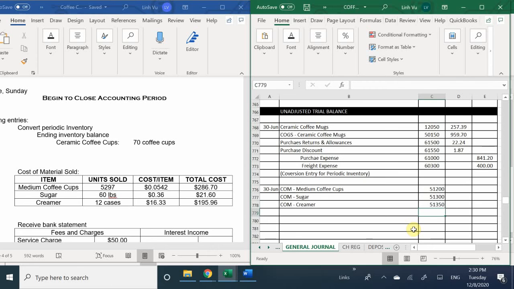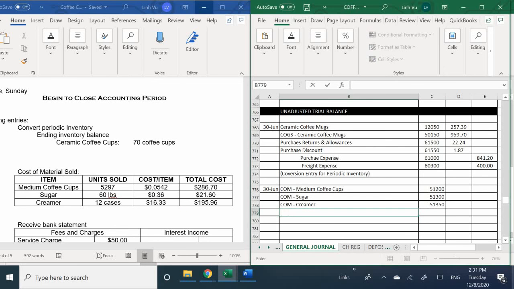Where are we taking this cost of materials out from? Expenses. Okay, so yes, cost of materials is an expense because we use the stuff. Now, where am I taking that out from? Business supplies, but specifically the medium coffee cups, sugar, and creamer.